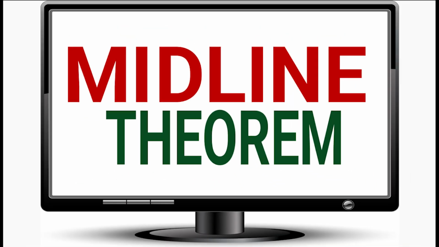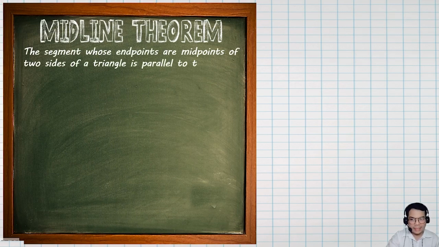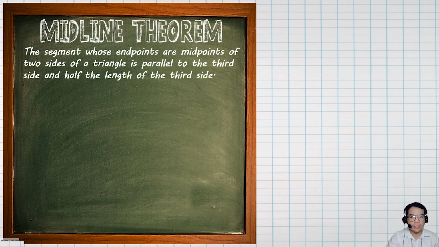So our topic for today will be all about the concept of the midline theorem. The midline theorem states that the segment whose endpoints are midpoints of two sides of a triangle is parallel to the third side and half the length of the third side.